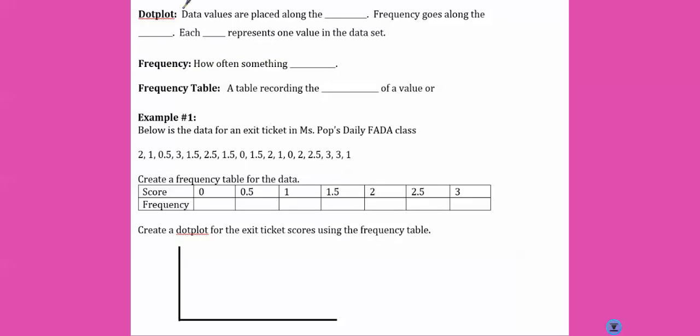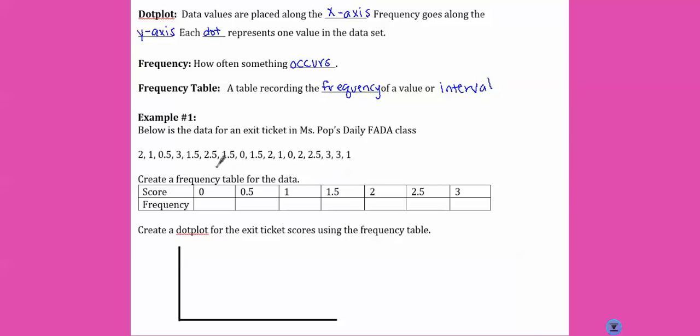So a dot plot: data values are placed along the x-axis. Frequency will go along the y-axis. And each dot represents one value in the data set. Frequency is how often something occurs. A frequency table is a table recording the frequency of a value or interval.